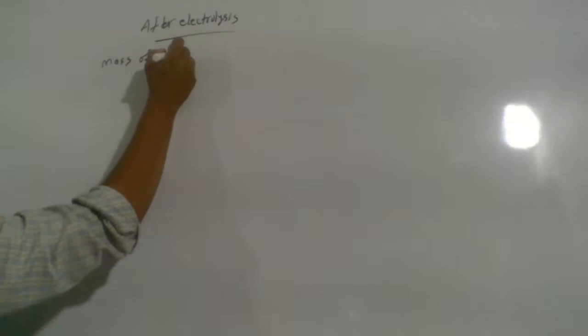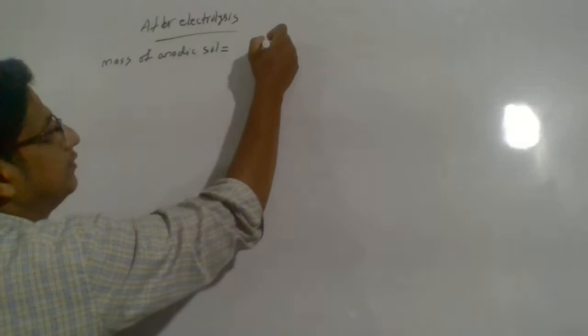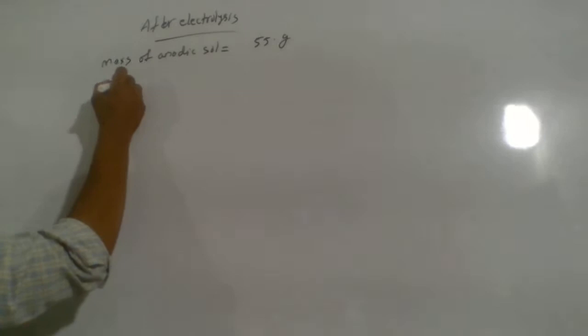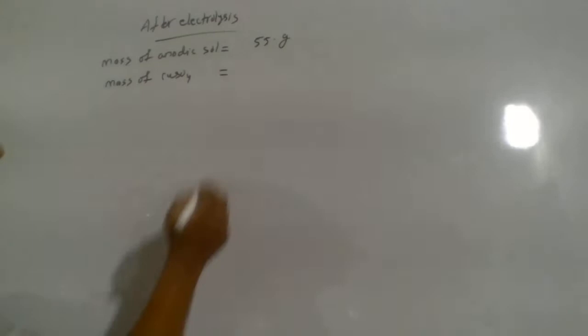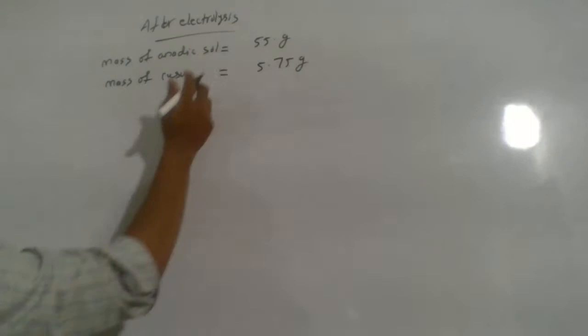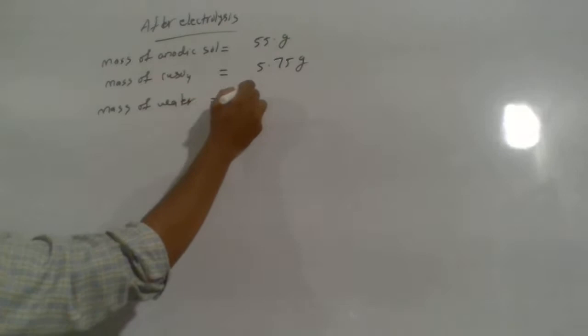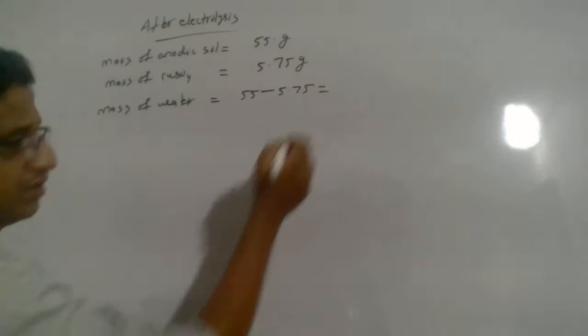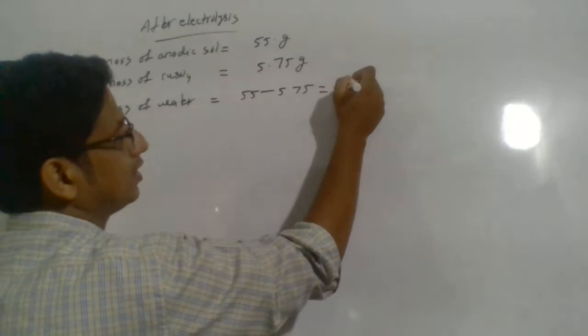What is the mass of anodic solution? First step, the mass of anodic solution that is given in the problem is equal to 55 gram. And the mass of copper sulfate present is equal to 5.75 gram. Having got these two values, you can find the mass of water. Mass of water is equal to 55 minus 5.75, which is equal to 49.25 gram.